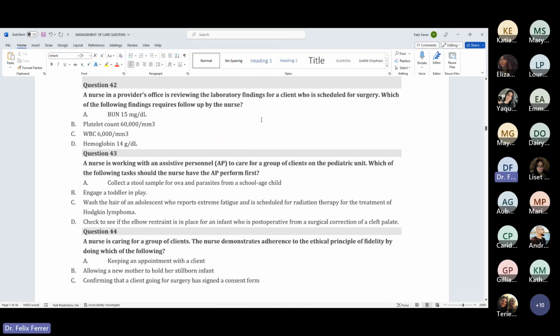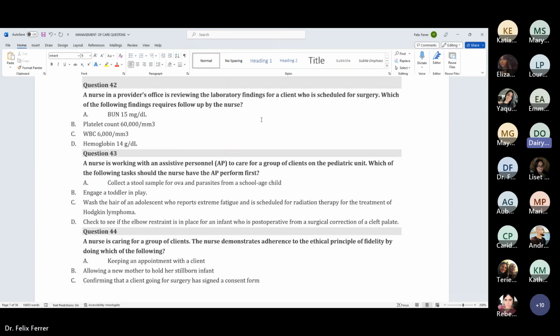42. The nurse is reviewing lab findings for a client's care for surgery. Which of the following findings requires follow-up by the nurse? B. Platelet count 60,000. Yeah. When the platelet count is low, the patient is at risk for bleeding. What is the platelet count that will let you know the patient is at risk for bleeding?